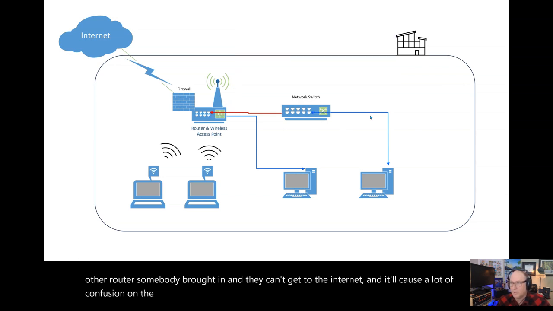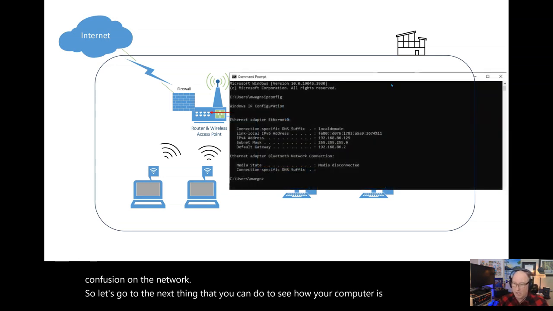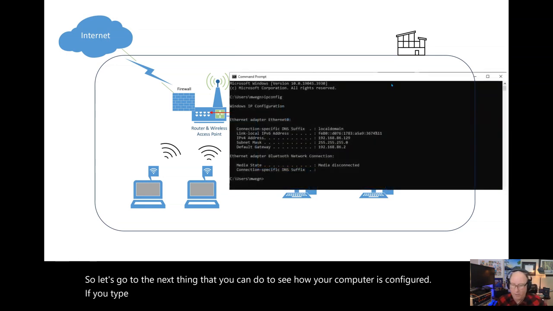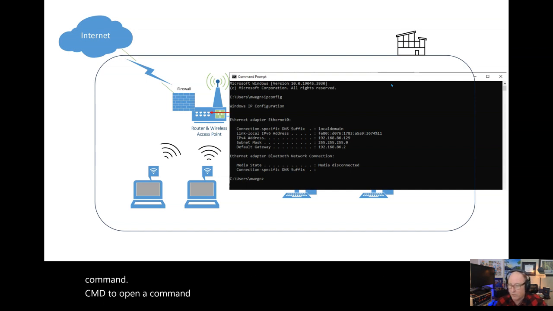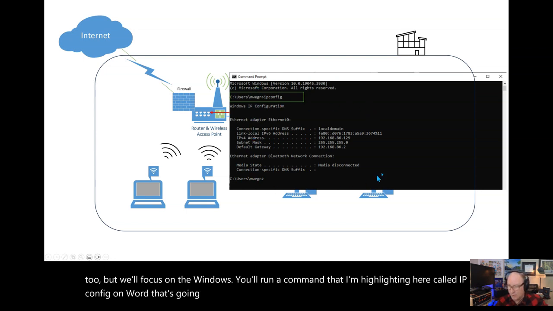So let's go to the next thing that you can do to see how your computer is configured. If you type C, M, D, I think we've done that a few times, you'll run a command, CMD, to open a command prompt like this on your Windows computer. Macintoshes have this too, but we'll focus on Windows. You'll run a command that I'm highlighting here called ipconfig, one word. That's going to give you a list of network information for your computer.